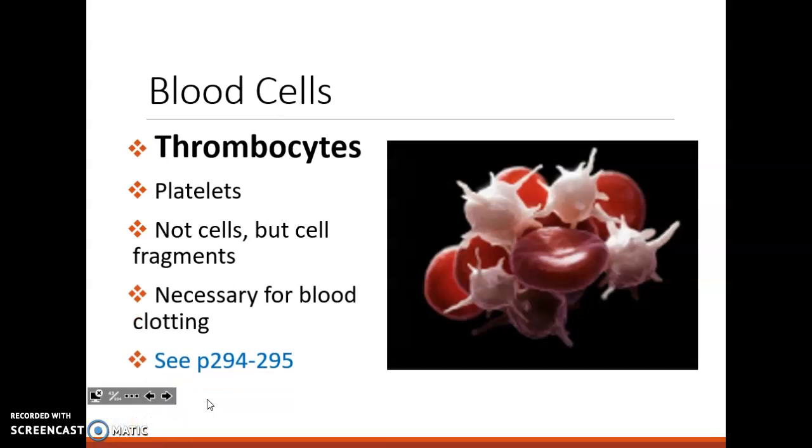On page 294, they show where platelets come from. They are cell fragments. On page 295, there's a nice picture of a platelet plug when there's been injury to a blood vessel. And then on the bottom of page 295, there is a very nice picture of a blood clot forming. So I would encourage you to check those out.